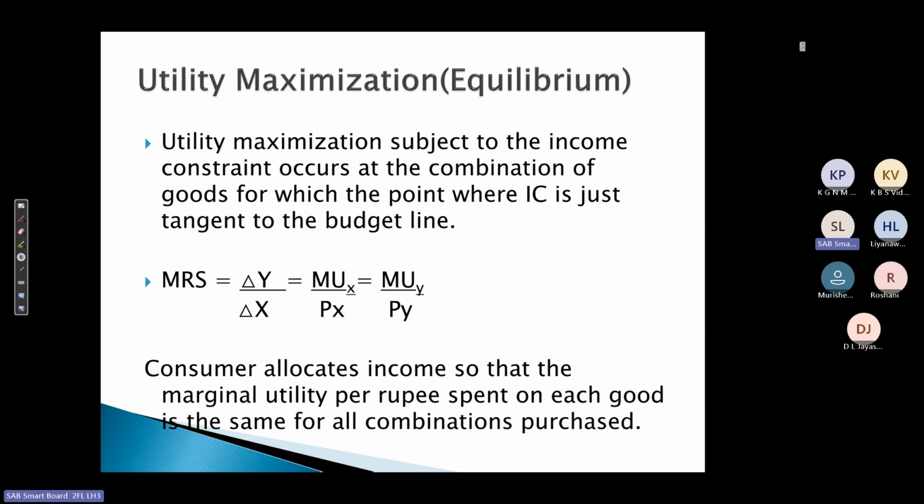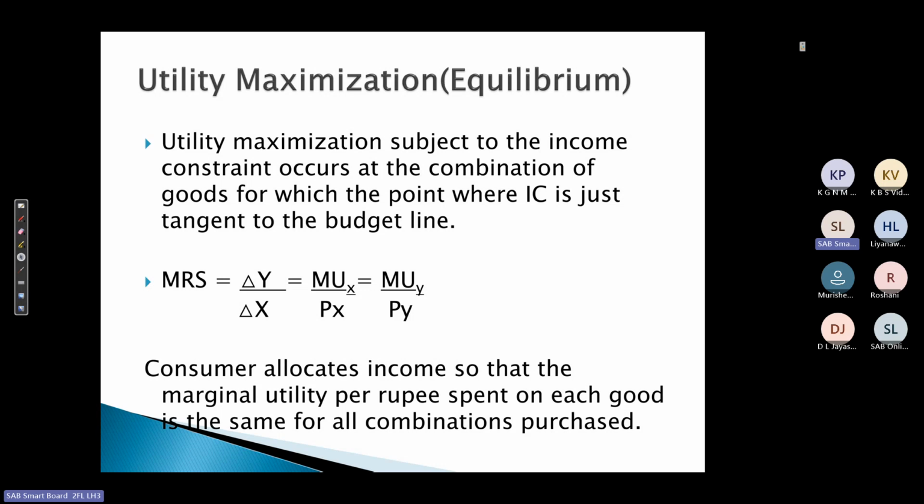If the slopes of these two curves are equal at a particular point, that is the equilibrium point. He spent his income fully and he got the maximum level of satisfaction. So that is the tangent point. That means the slope of the indifference curve, explained by the marginal rate of substitution, equals the price ratio. The slope of the MRS is delta y over delta x, which equals the price ratio Px over Py.